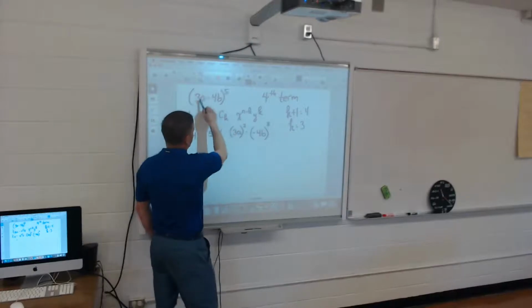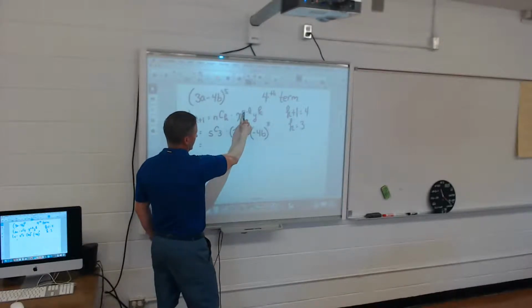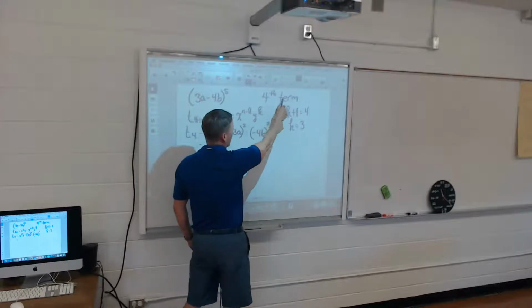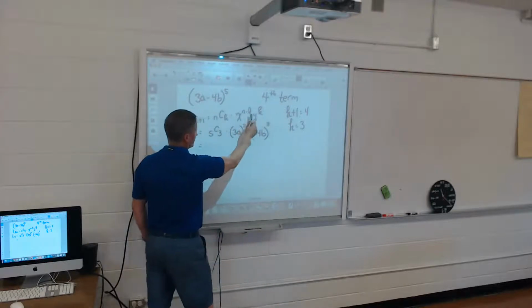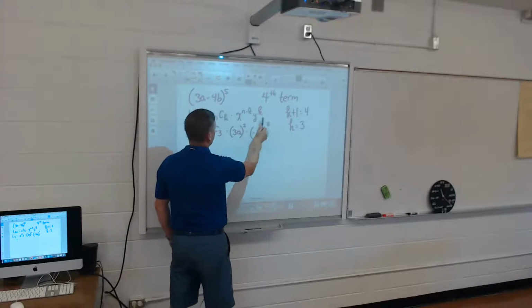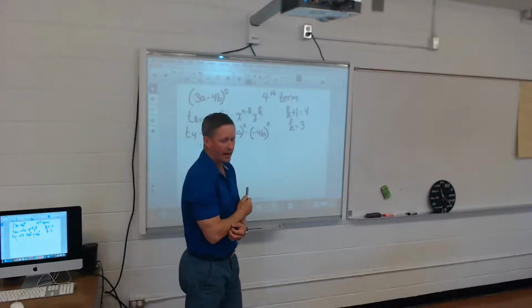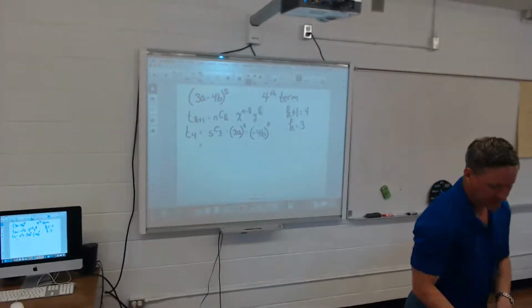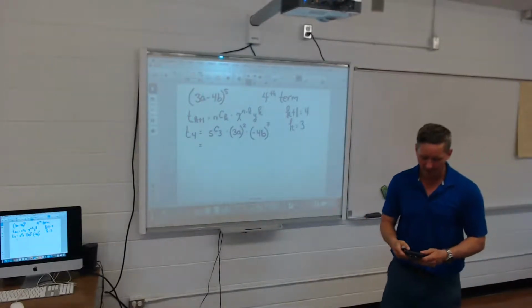All right, so I put the first term in here. I take my n, which is the exponent on the binomial. So 5 subtract k. K is always 1 less than the term. So 3. So 5 subtract 3 is 2. K is 3. 2 and 3 should equal 5 if I've done it right. All right, now I need to find out what 5c3 is.